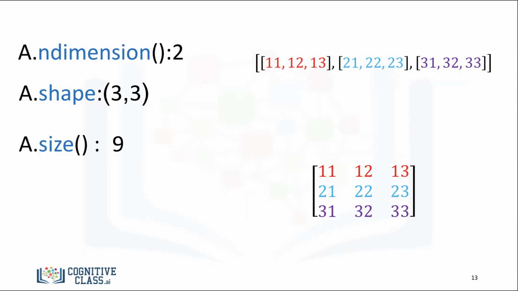We can use the method size to obtain the number of elements in a tensor. We see there are 3 rows and 3 columns. Multiplying the number of rows and number of columns together, we get the number of elements, in this case 9.